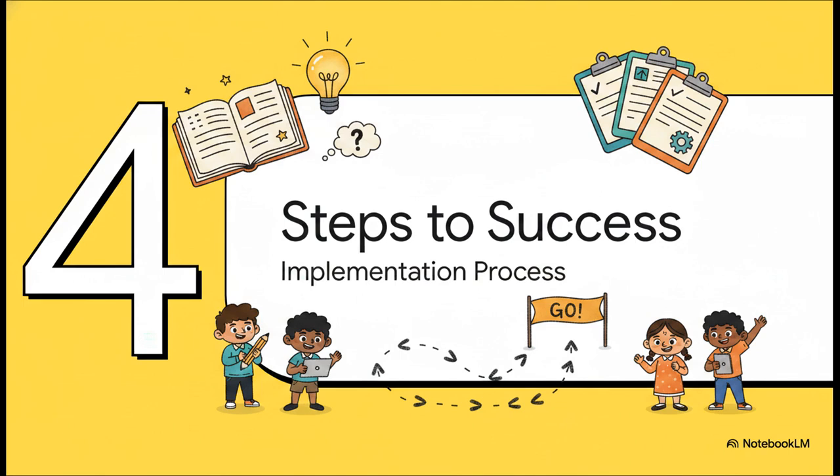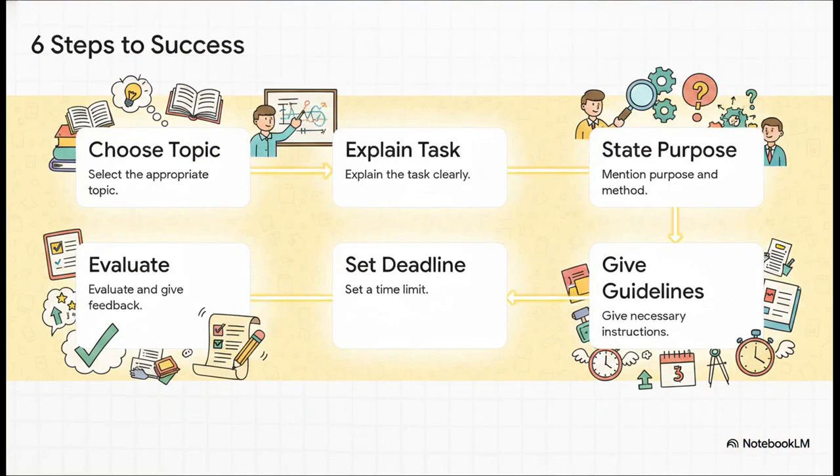Up next, Section 4, 6 steps to success, the implementation process. I want you to imagine your daily routine following this exact sequence. Step 1, you choose an appropriate topic. Step 2, you explain the task clearly. Step 3, you explicitly mention the purpose and the method, like, why are they even doing this? Step 4, give the necessary instructions and strict guidelines. Step 5, you set a concrete time limit for completion.